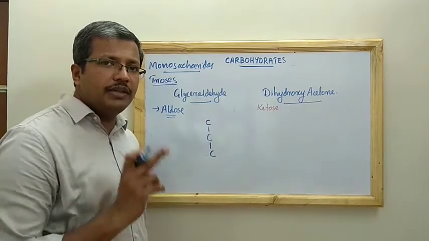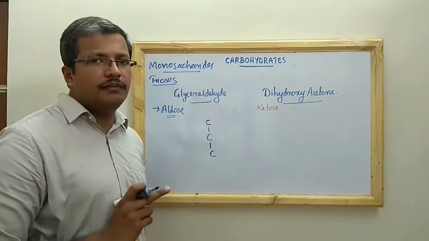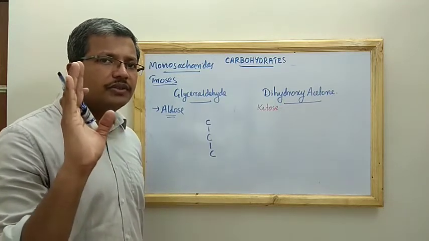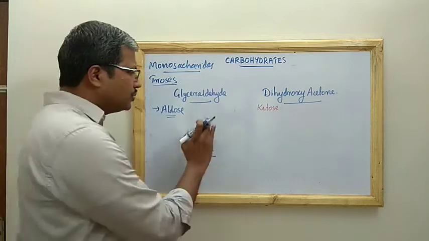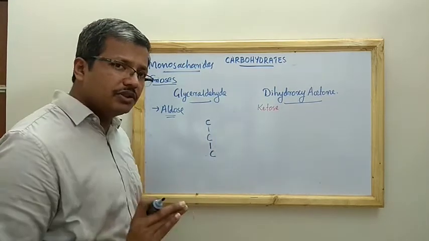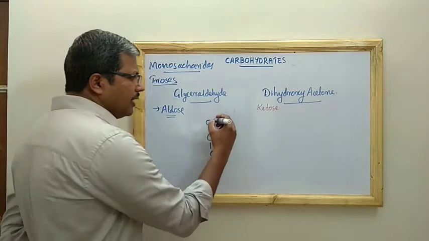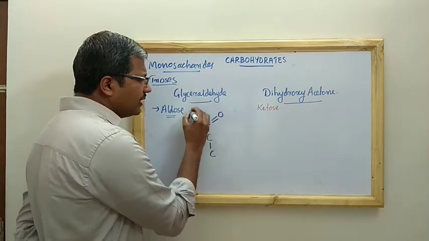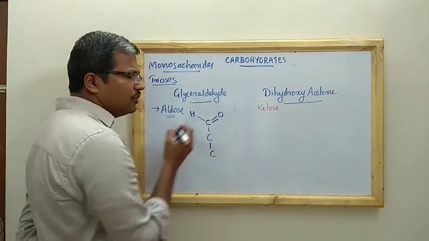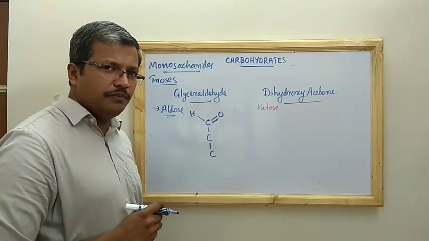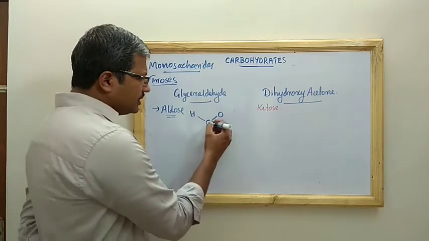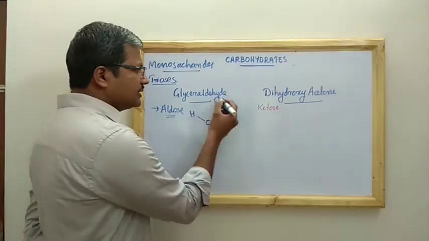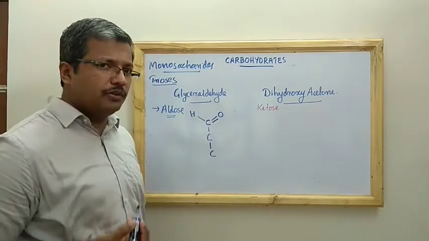Aldose sugar will have the functional group aldehyde. Keep in mind the aldehyde will be perfectly on the first carbon. So we have to draw the aldehyde group on the first carbon in the case of glyceraldehyde. The aldehyde group has C double bond O and H, so CHO is the aldehyde functional group. So the first carbon is now filled with the functional group aldehyde because glyceraldehyde is an aldose sugar.